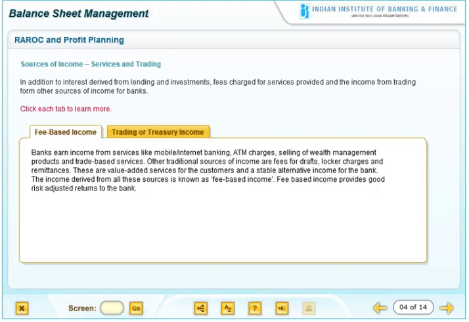In addition to interest derived from lending and investments, fees charged for services provided, and the income from trading form other sources of income for banks. Click each tab to learn more.